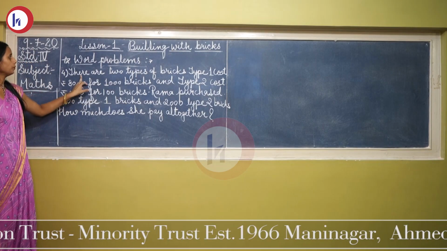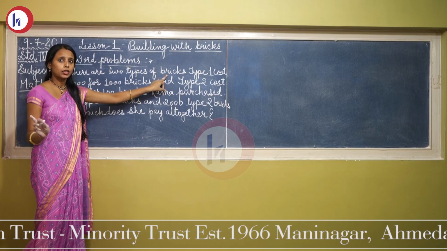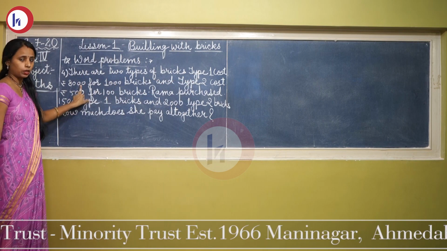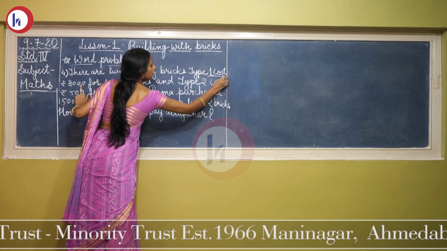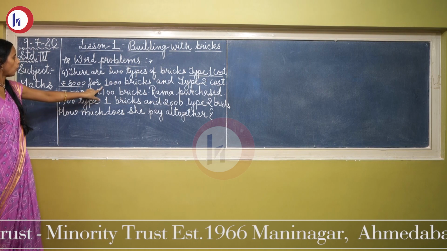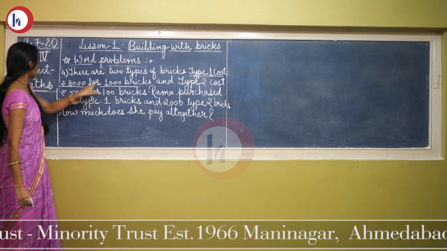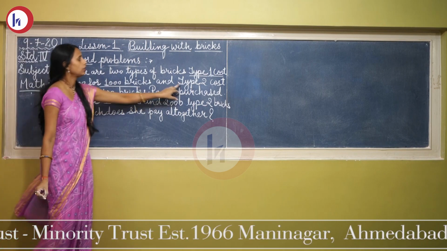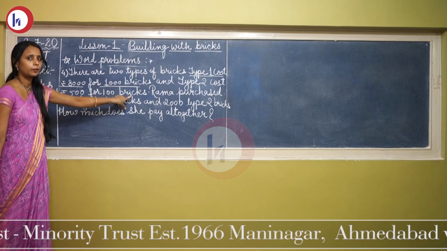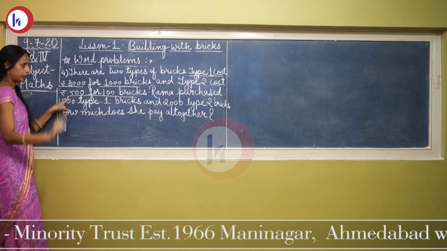Here's the next question. Question number 4. There are two types of bricks. Type 1 costs rupees 8,000 for 4,000 bricks. Then type 2. Type 2 costs rupees 500 for 100 bricks. So here is the other information, 100 bricks for rupees 500.